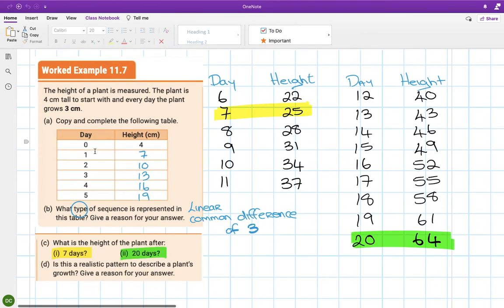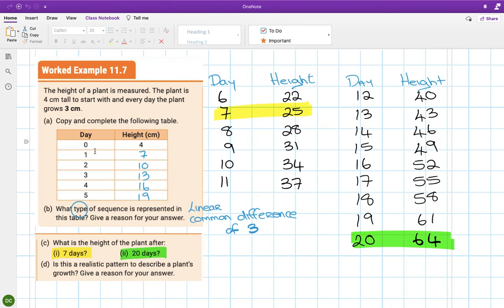Okay, and the last question there, is this a realistic pattern to describe a plant's growth and give a reason for your answer? So this would be one I'd like to discuss. They ask this, again, when they give the question context, they can ask this type of thing. It's not realistic. Plants don't grow like this. They don't grow a certain amount every day, and the growth of a plant is massively dependent on how much water it has, how much light it gets, what bit of the room or the garden it's in. Plants have a max height, so when you buy a plant, it will tell you it will grow to a certain height.